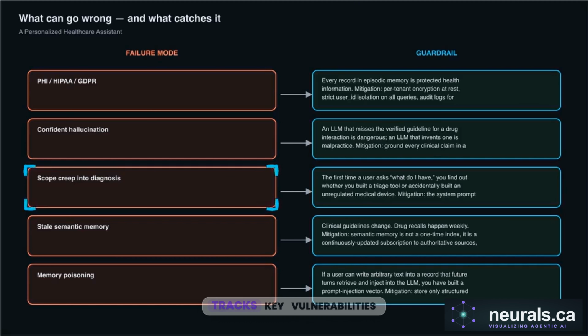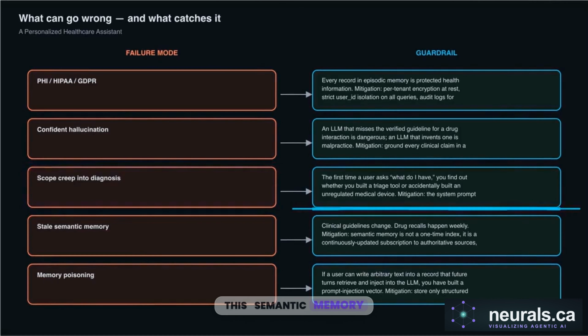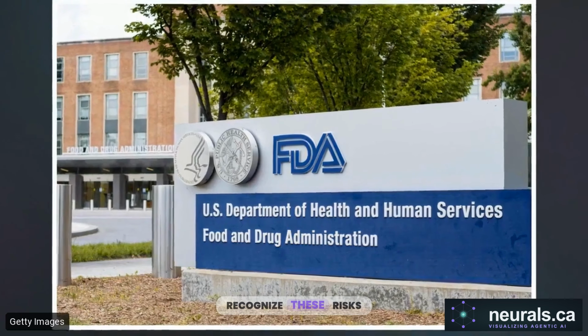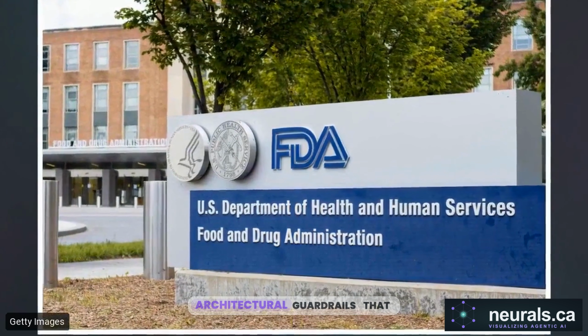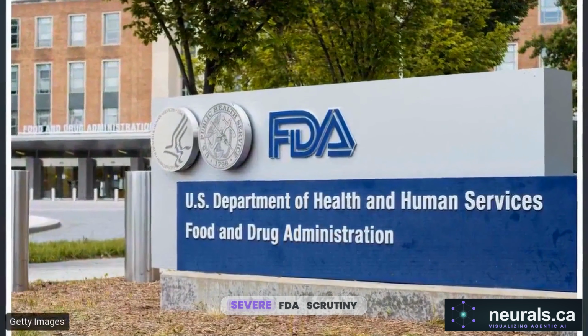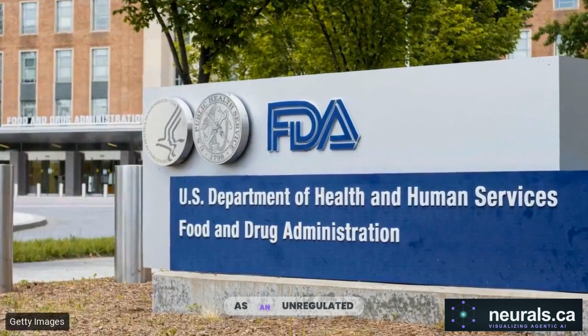This matrix tracks key vulnerabilities. The most dangerous is diagnostic scope creep. To counter this, semantic memory acts as a circuit breaker, forbidding claims. When red flags occur, it escalates to human services. Memory poisoning is mitigated by strict structuring, write sanitation, and per-tenant encryption. Regulatory bodies recognize these risks. Any system lacking architectural guardrails that attempts to guide clinical treatment faces severe FDA scrutiny as an unregulated medical device.